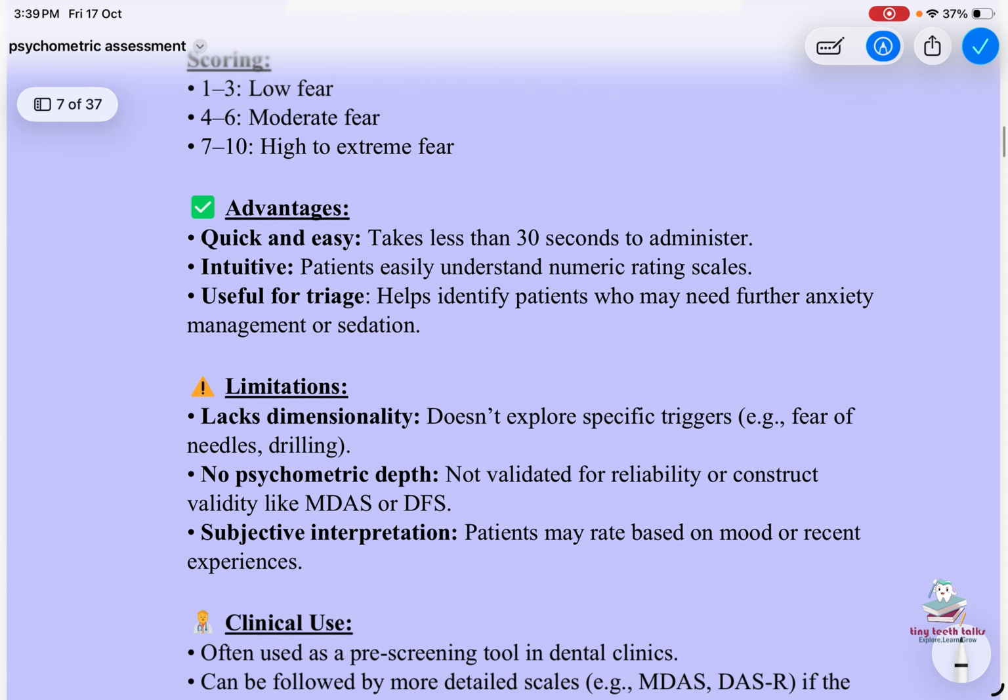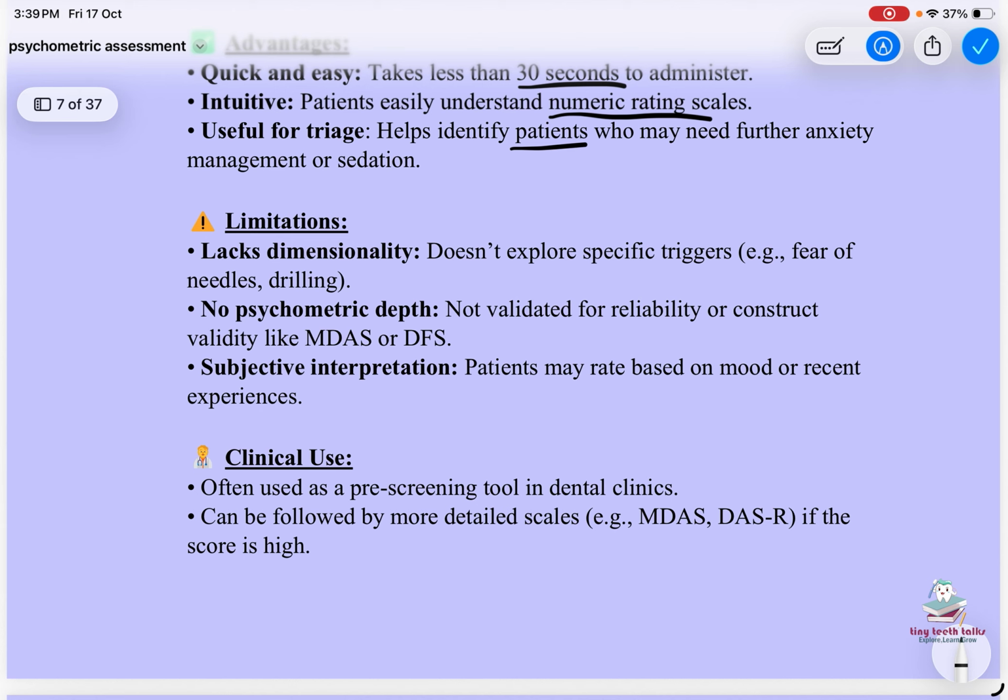The advantages include: quick and easy, takes less than 30 seconds to administer; intuitive, patients easily understand the numeric rating scale; useful for triage, helps identify patients who may need further anxiety management or sedation. Limitations: lacks dimensionality, doesn't explore specific triggers, for example fear of needles or drilling; no psychometric depth, not validated for reliability or construct validity like the modified dental anxiety scale or the dental fear survey.